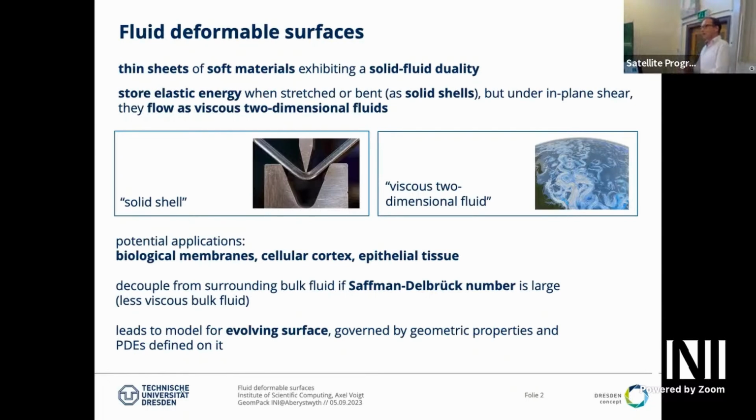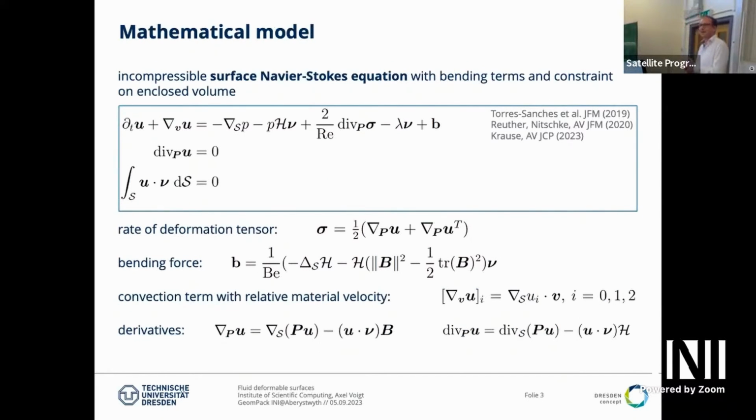So this allows us to only consider these evolving surfaces, and mathematically, they change shape. This is mainly governed by geometric properties and some quantity we define on the surface, or some PDE on this surface. It's a coupled system. Okay, I promised complicated equations, so let's start with the model we would like to solve. It's an incompressible surface Navier-Stokes equation with bending terms and constrained enclosed volume.